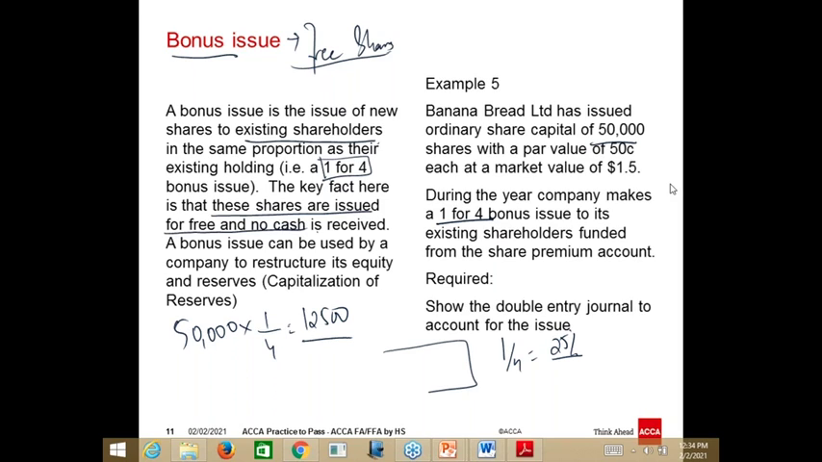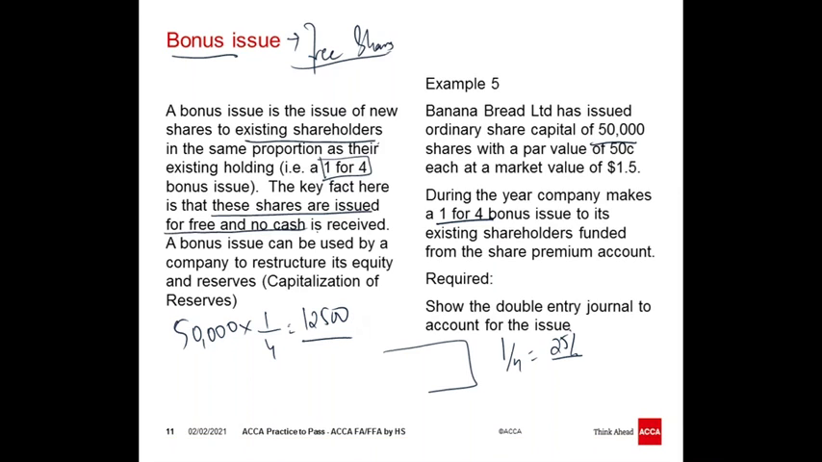Is it 12,500 or am I making a mistake? 50,000 into 0.25, it should be 12,500. Yes. And do remember this point that bonus shares will always be issued at the par value. So we have issued 12,500 shares, but when we make the accounting entry, we have to multiply this figure with the par value of each share, which is 0.5.